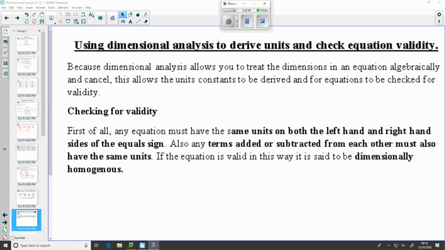Also, any terms that are added or subtracted from each other on one side of the equation must also have the same dimensions. So if you've got more than one quantity on one side of the equation, both of those quantities must have the same dimensions overall. If the equation is valid, so if these dimensions are all balanced, it is said to be dimensionally homogeneous. Fancy word for equal. So both sides of the equation are equal in terms of their dimensions, not necessarily units, but dimensions.